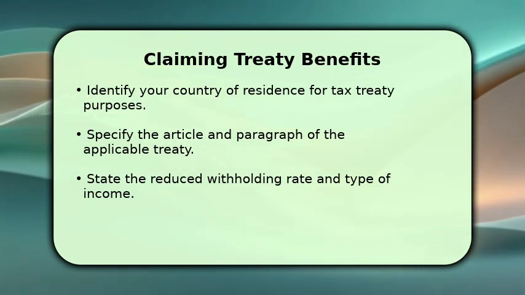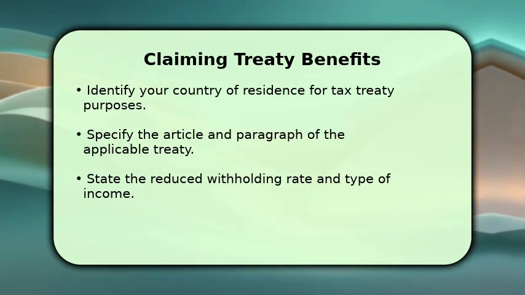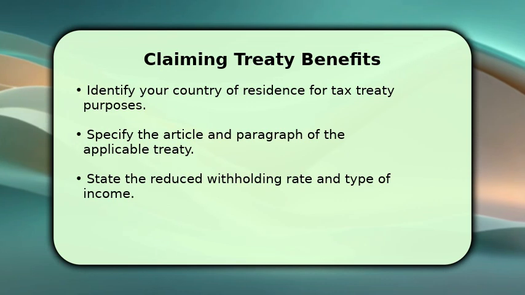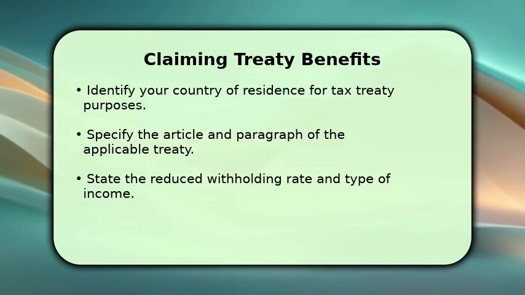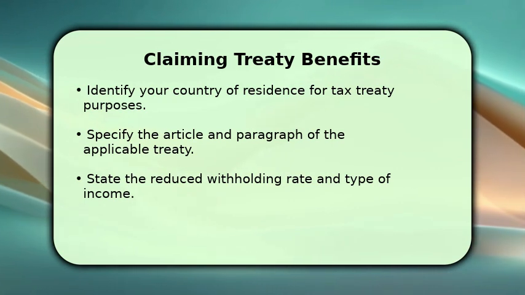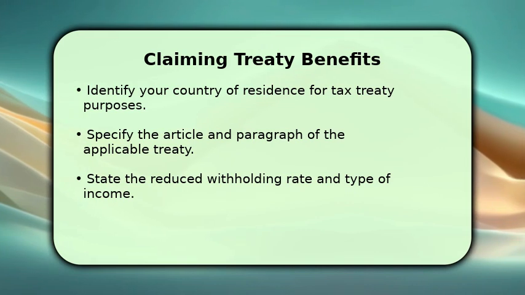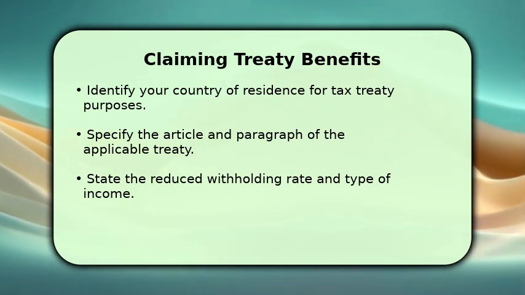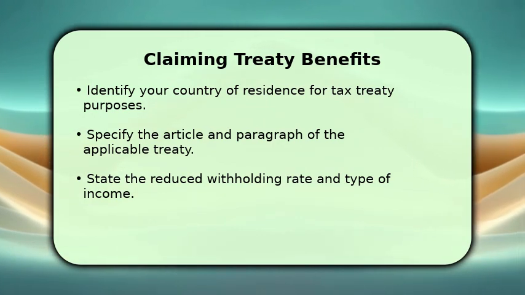Now, let's discuss claiming treaty benefits. If your country has a tax treaty with the U.S., you can often claim a reduced withholding rate. You'll need to identify your country of residence and specify the relevant article and paragraph of the tax treaty. Clearly state the reduced rate you are claiming, for example, a 15% rate instead of 30%, and the type of income it applies to, such as interest or royalties.